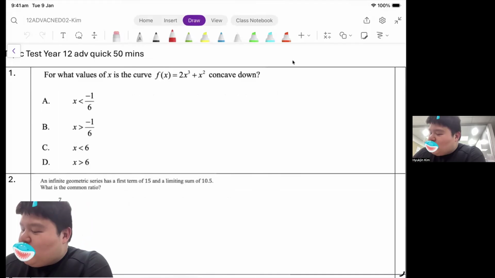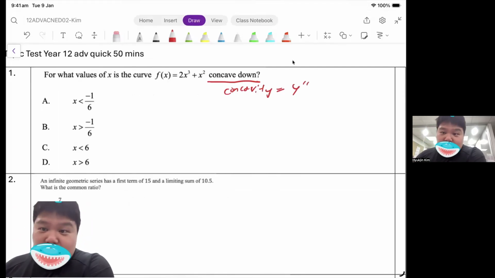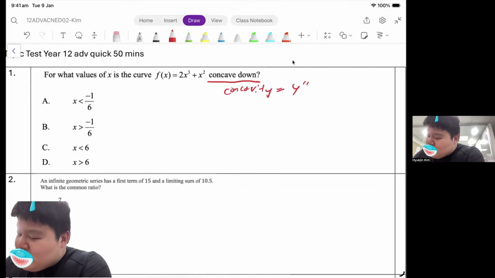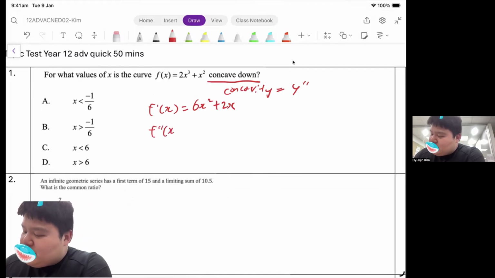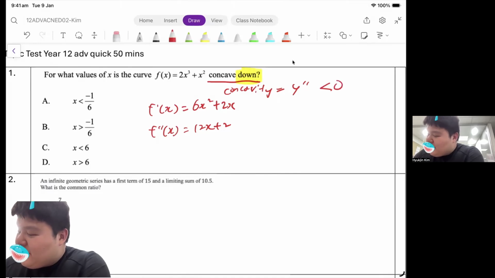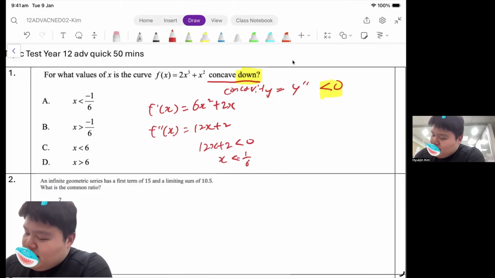Now, as soon as I see the word concave down, concavity always refers to y double dash. That's always the second derivative, or f double dash in this case. So now we just need to differentiate twice straight away. Okay, f double dash equals 12x plus 2, and we're looking for it to be concave down, so now we need it to be less than 0. So we say 12x plus 2 is less than 0. That means x is less than negative 1 on 6. So it should be option A.